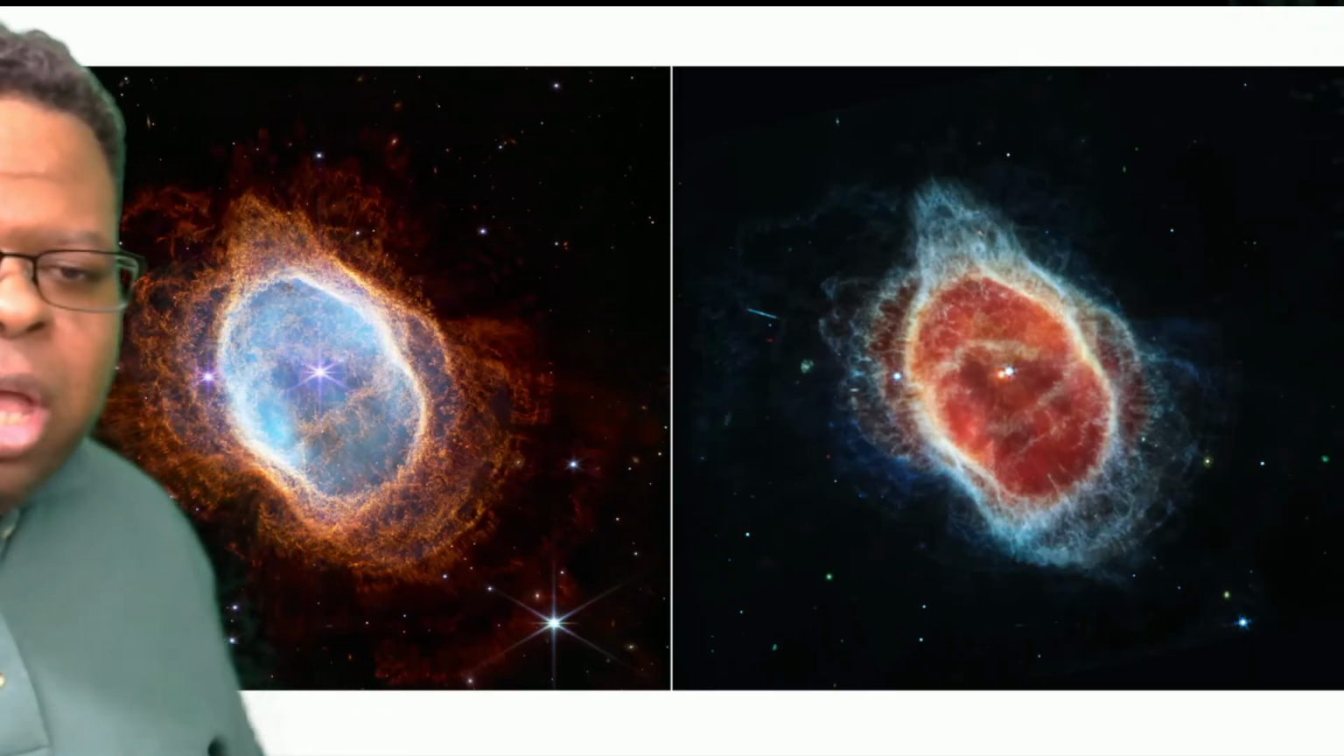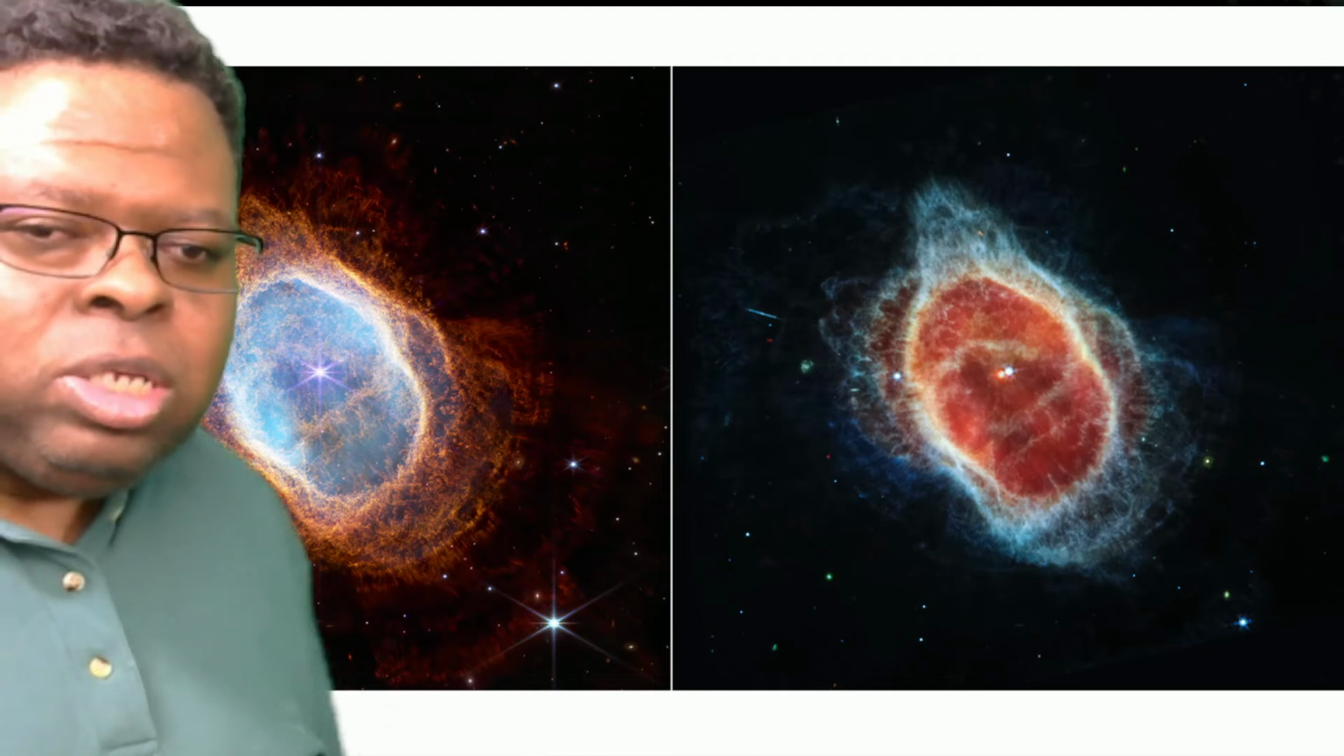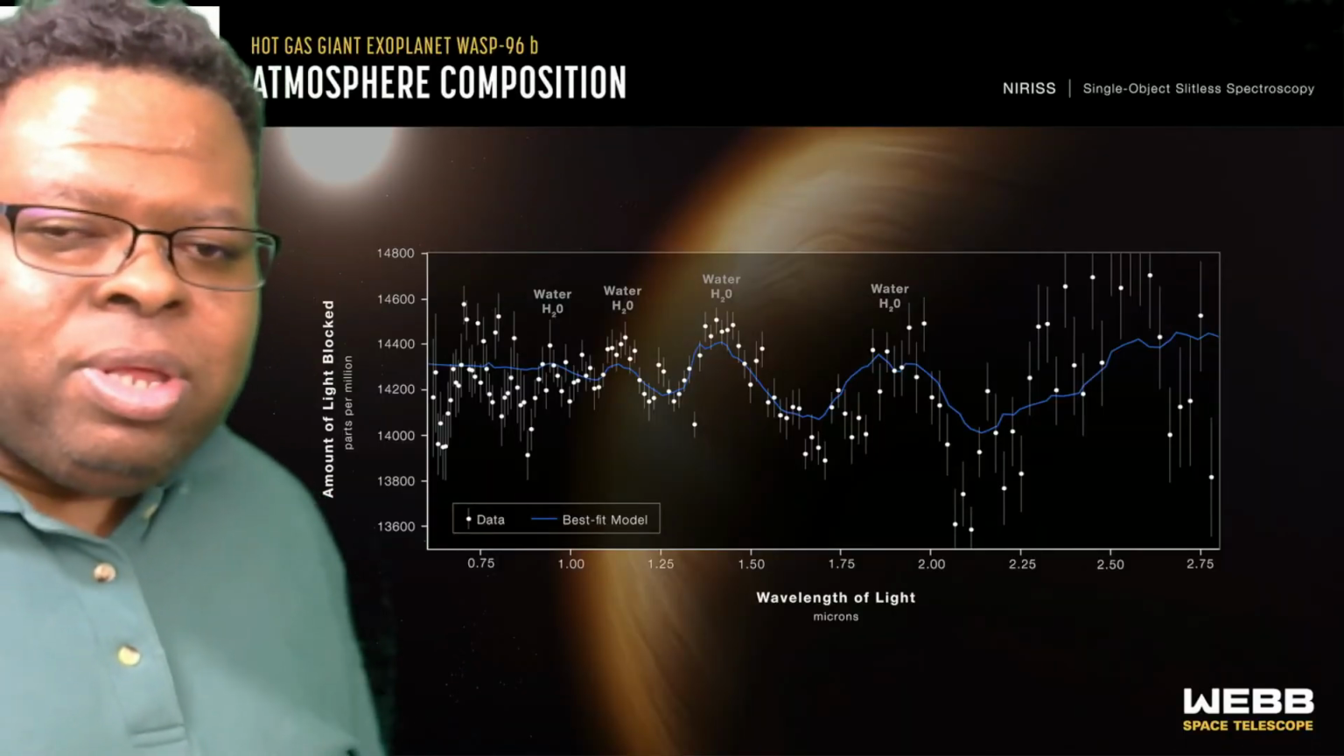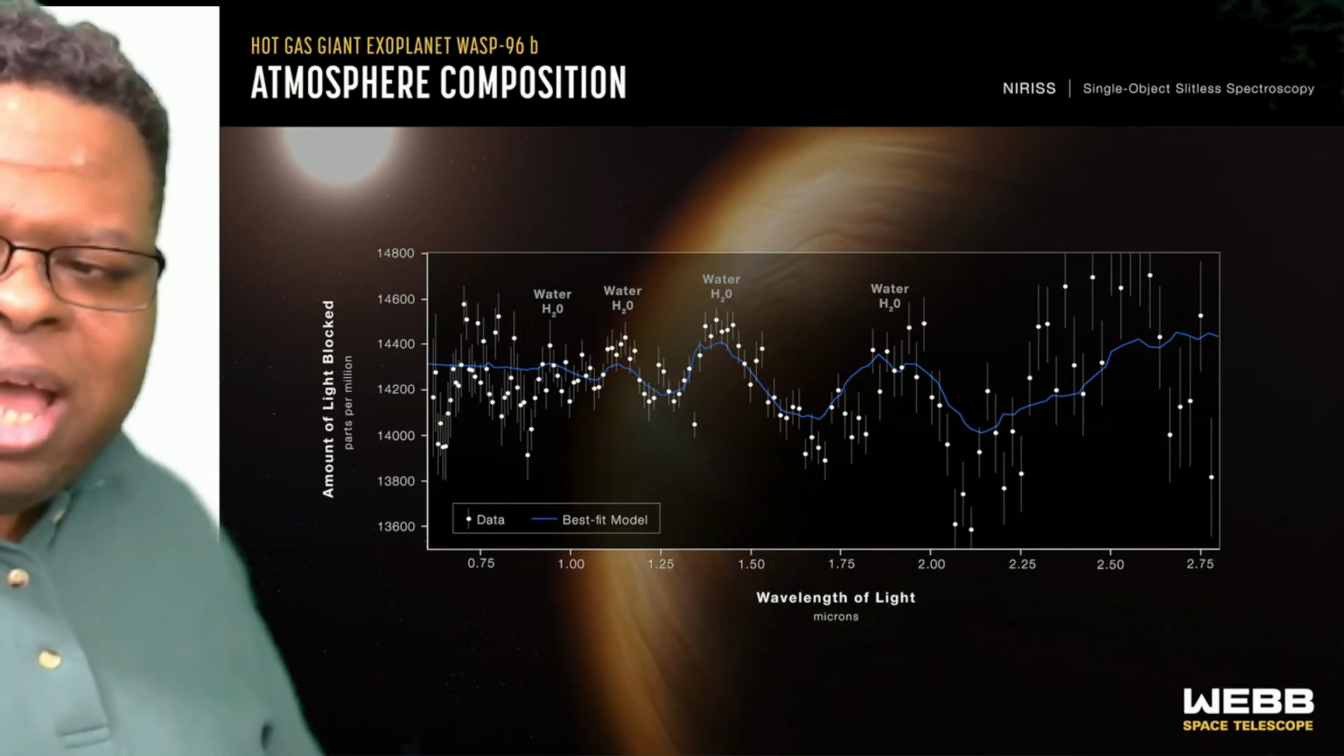Wow, unbelievable. All right, so that's a look at everything. I think we got it all here. Let's go back through once again. There's our Southern Ring Nebula. There is another shot of it. There's my favorite, the WASP-96b.